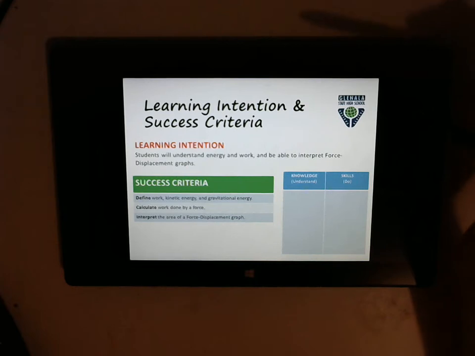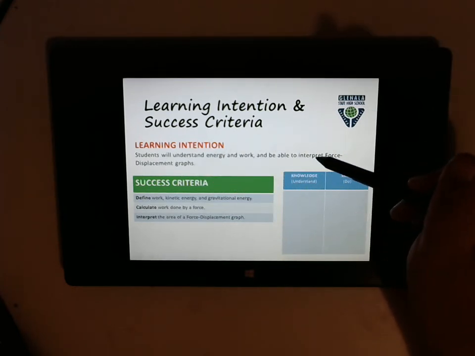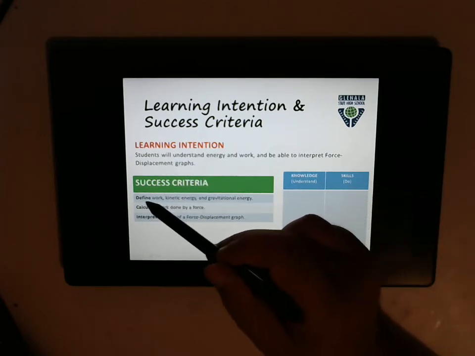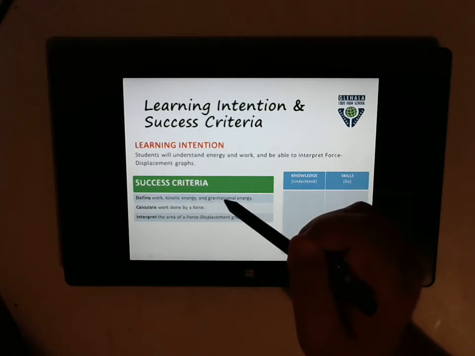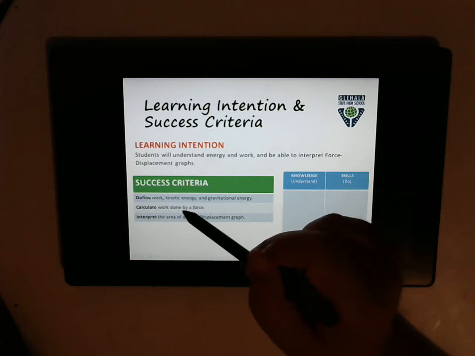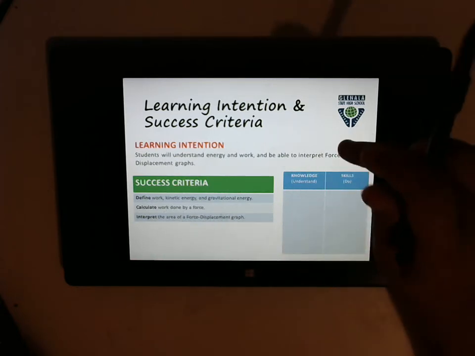Okay, so having a look through here, we're looking at understanding energy and work, and what we're trying to be able to do is interpret force displacement graphs. Through success criteria, we've got this define. We've got a few things we need to define today. We need to be able to calculate work done by a force, so there's an equation that's going to have to come into that, and we need to be able to interpret a force displacement graph.